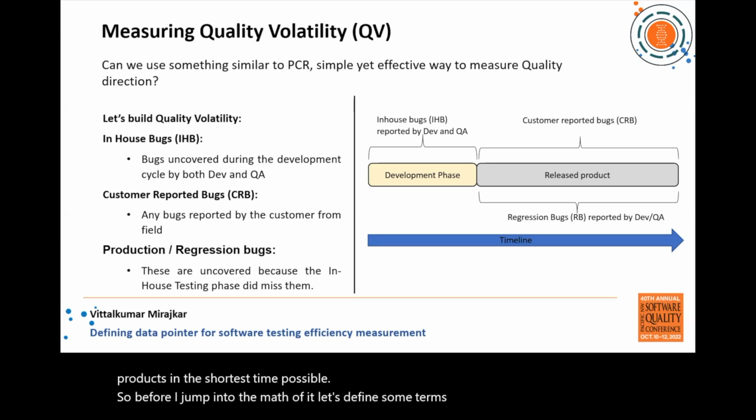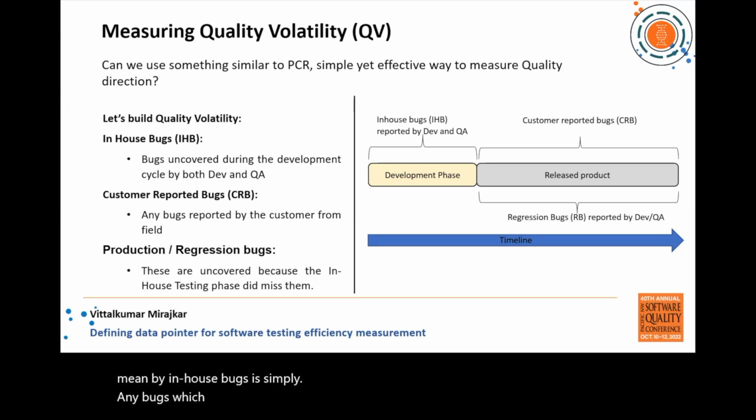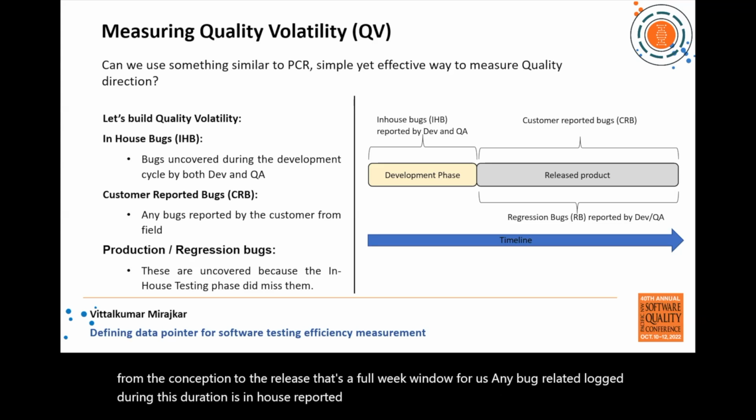One is in-house bugs. What I mean by in-house bugs is simply any bugs which are uncovered during the development and testing phase, from the conception to the release. That's a 4-week window for us. Any bug logged during this duration is in-house reported. Let's tag it as in-house reported.